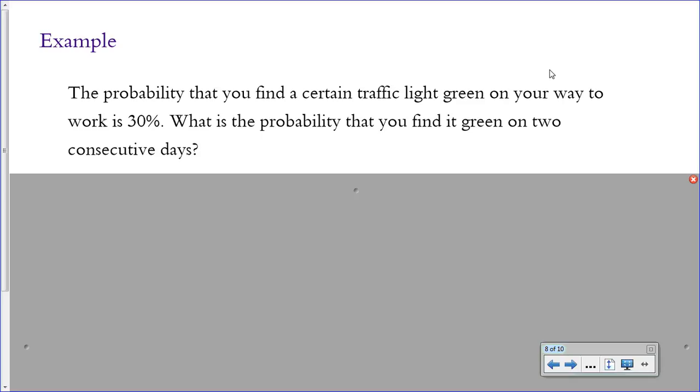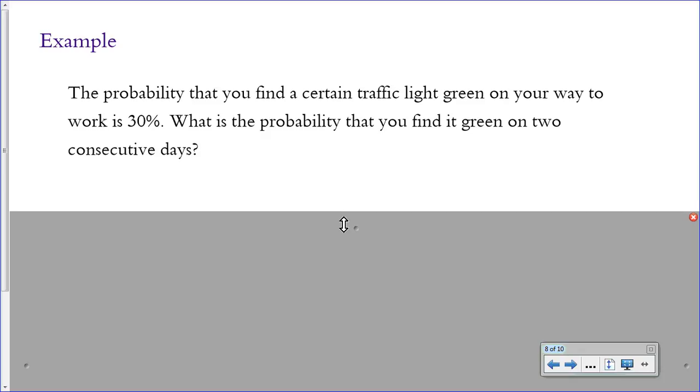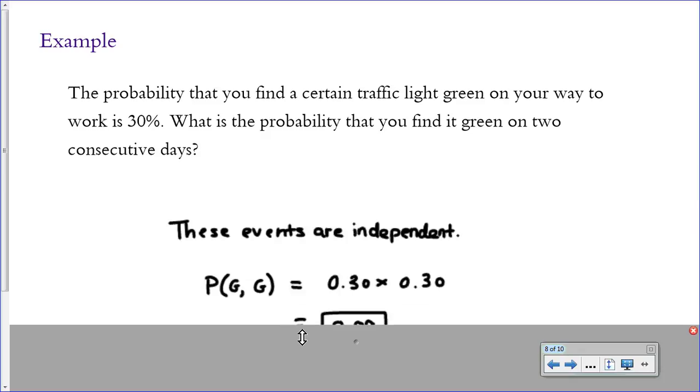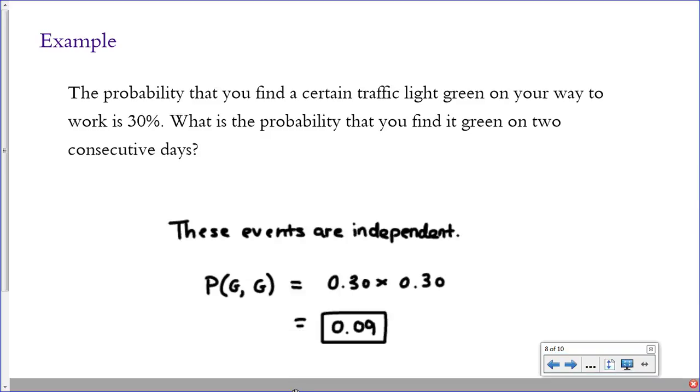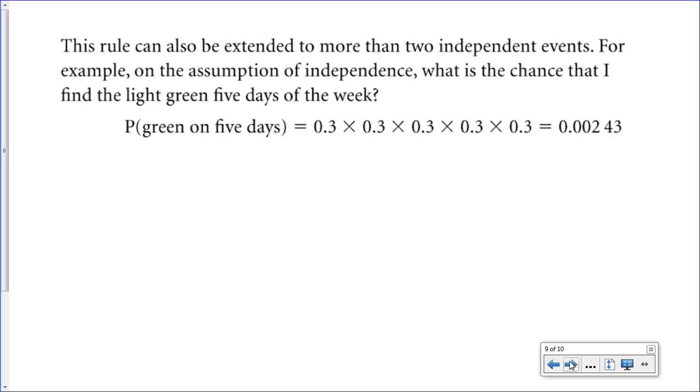And that means I can multiply them together to figure out the probability of both of them being green on 2 consecutive days. So I can do 0.3 times 0.3 and figure out that the probability is 0.09. And indeed, this would work for 3 days in a row, or 4 days in a row, or 5 days in a row. And that's what this slide shows.